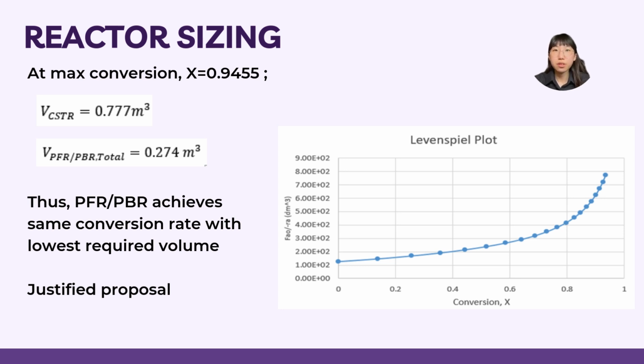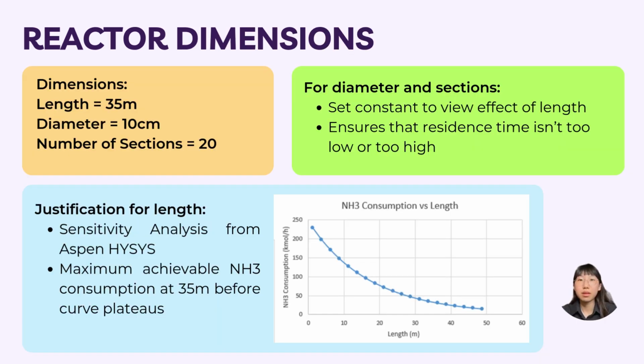Next, for sizing, we achieved a conversion rate of 94.55%. Using a Levenspiel plot and comparing calculated reactor volumes, the PFR/PBR requires only 0.274 meters cubed, which is much less than the CSTR, making it the most efficient choice. For dimensions, a length of 35 meters was determined using Aspen HYSYS sensitivity analysis. This ensures maximum ammonia consumption before the reaction plateaus while maintaining proper residence time to avoid side reactions.